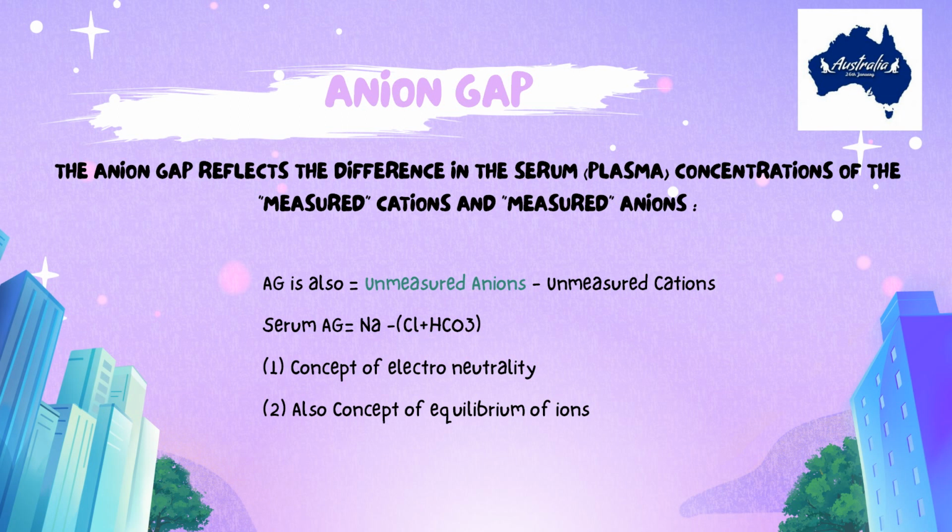But before getting into that, I would like to clarify that the anion gap is a normal physiological process and everyone has a range of anion gap. That's one. The second one is there are two different anion gaps, one for the serum and one for the urine. Both of these have different formulas, but the underlying concepts of electroneutrality and equilibrium of ions are the same. What is electroneutrality and what is equilibrium of ions? Let's look into that.